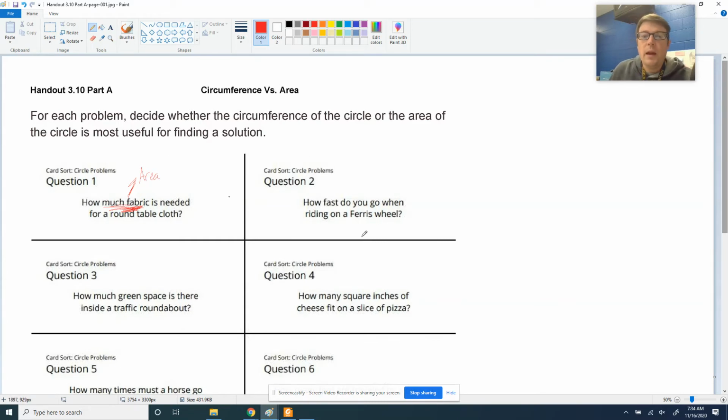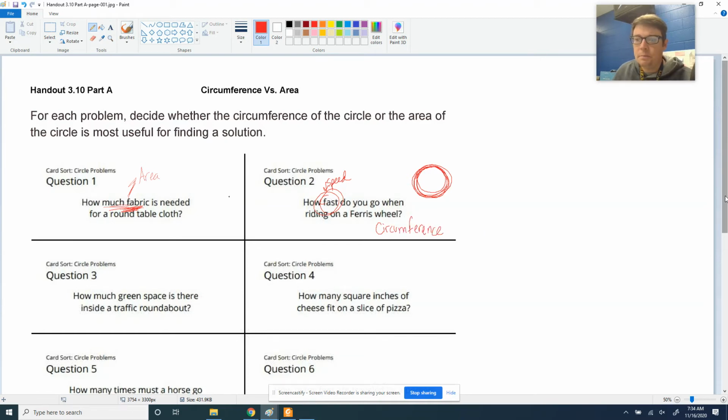Question number 2, how fast do you go when riding on a Ferris wheel? Well, when you're on a Ferris wheel, you go around the circle. So always think, when I'm going around it, they're asking for circumference. And most of the time, if they're asking for speed, it's going to be a circumference problem. That's kind of a dead giveaway. It's a good hint that it's a circumference issue.